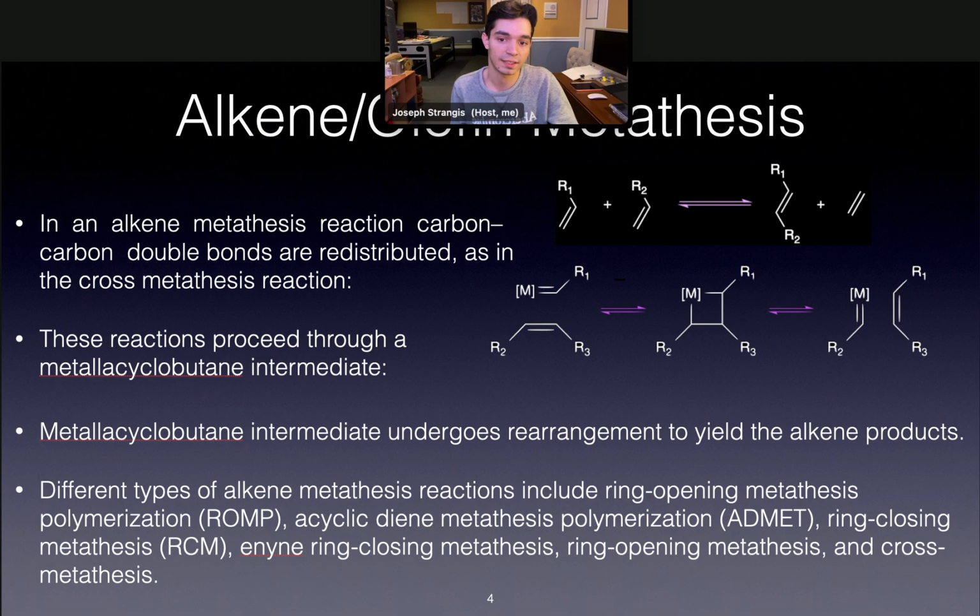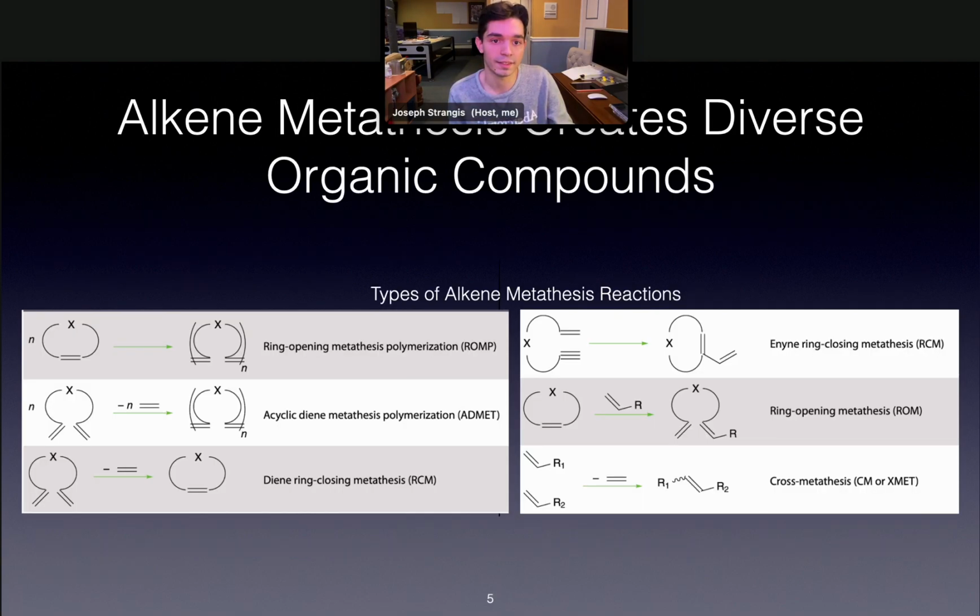So here we see that metallocyclobutane is a prominent intermediate that undergoes rearrangement to get the product we want. And these metathesis reactions create a wide variety of organic compounds, and the reaction is typically an equilibrium reaction. Neither the reactant nor the product is favored in this case.